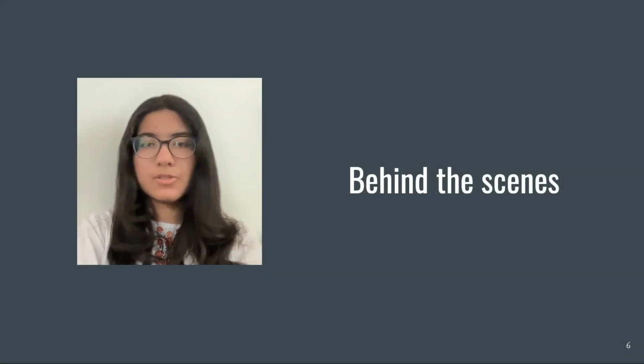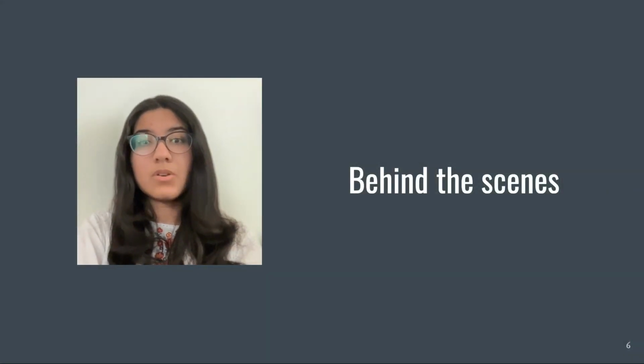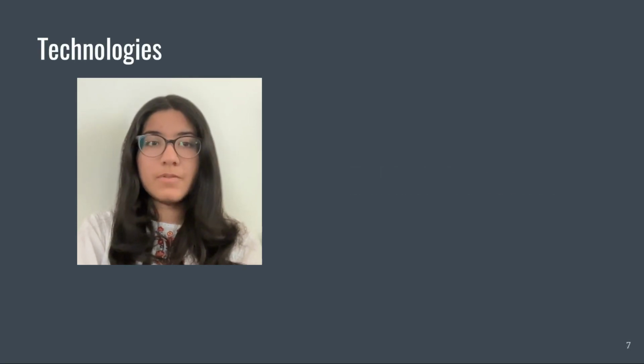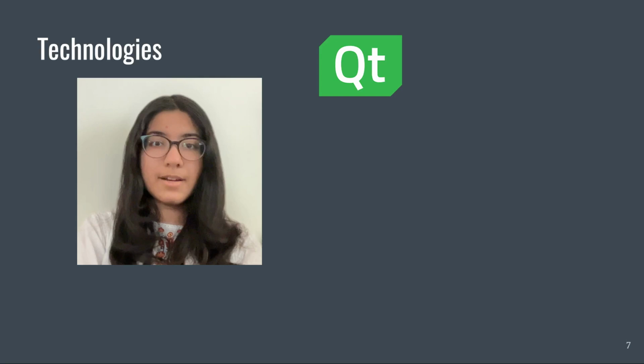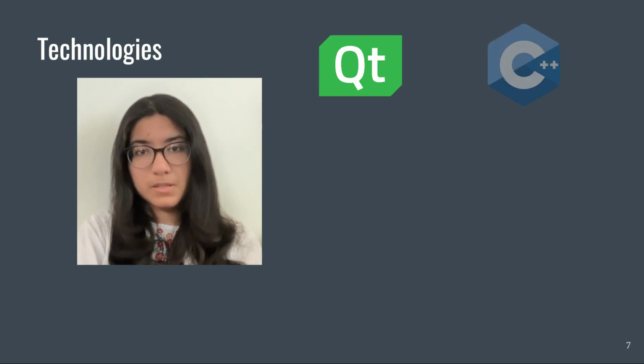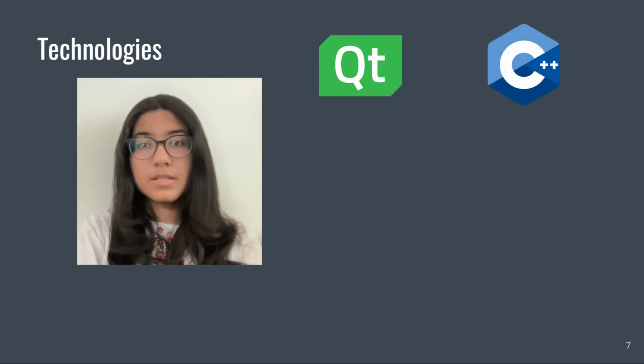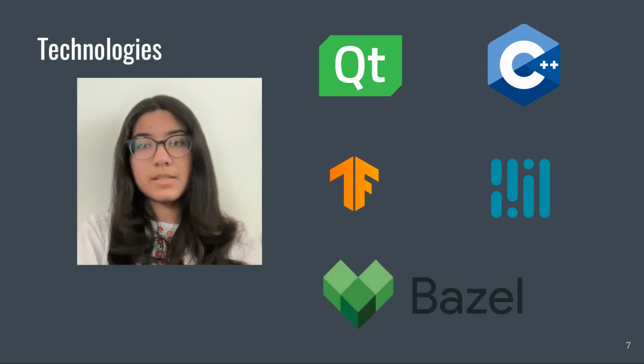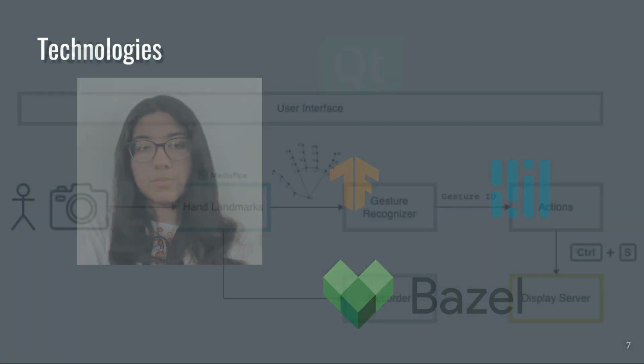Now that we've looked at how Jesture works, let's look behind the scenes at how the application was created. So in terms of technologies, we used Qt for the front end, and everything else was written in C++. Our application runs a TensorFlow instance used by MediaPipe that tracks hand movement and gives us the coordinates for different parts of the hand. Also, we used Bazel as our build system for dependency management.